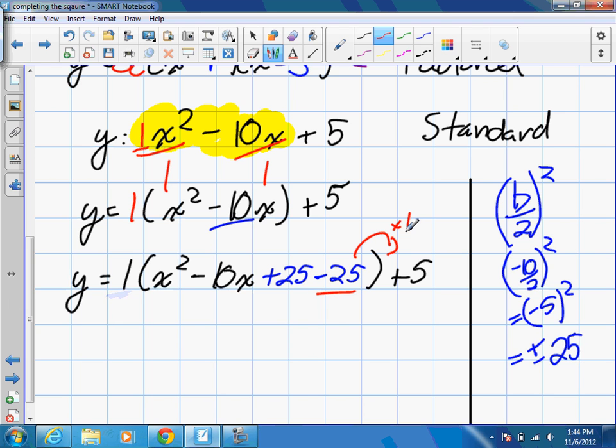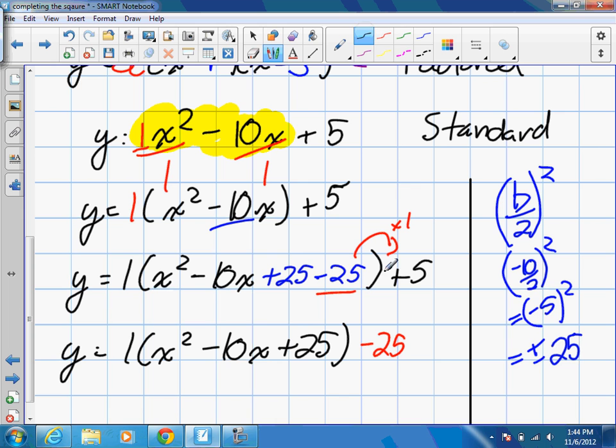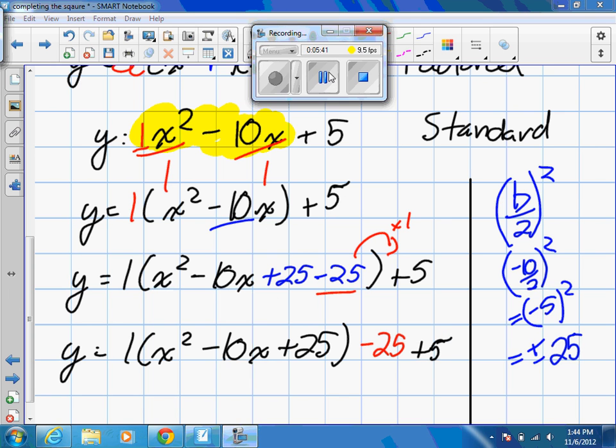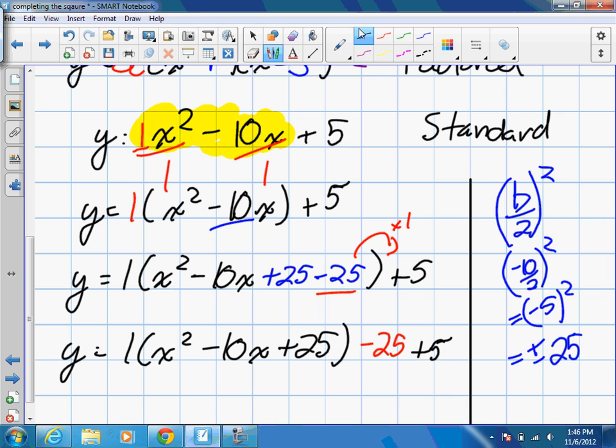Okay? So, what we've just done there, we have y is now equal to 1, x squared minus 10x. We keep the positive value, 25, inside. The negative value times 1 is still negative 25. And then plus 5. So we've taken the 25 to the outside of the bracket. So, the reason we have done this is we now have a trinomial inside.